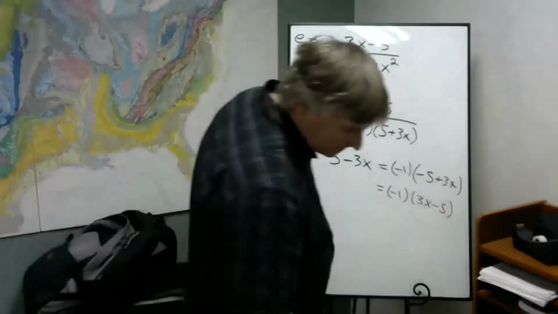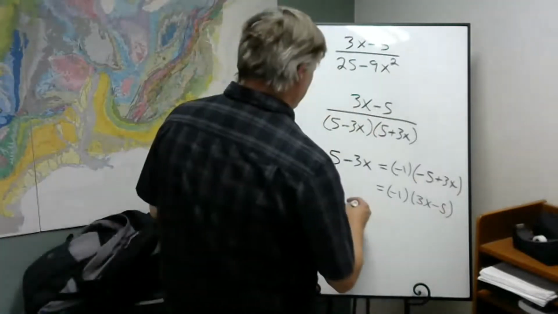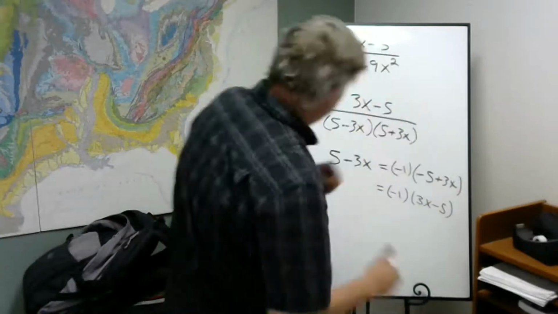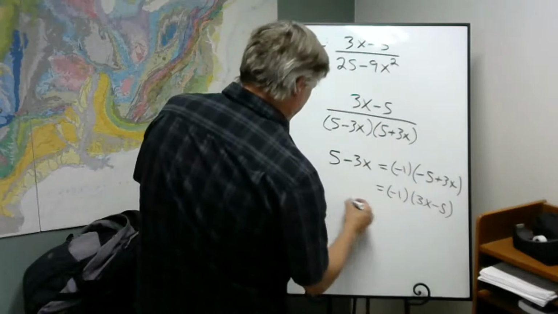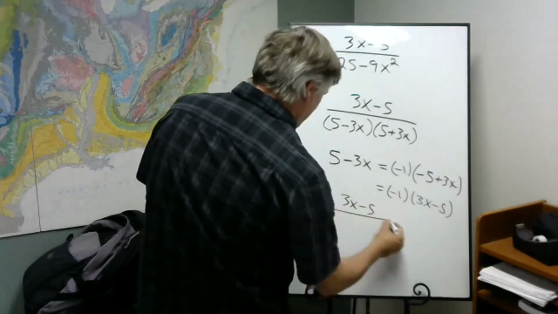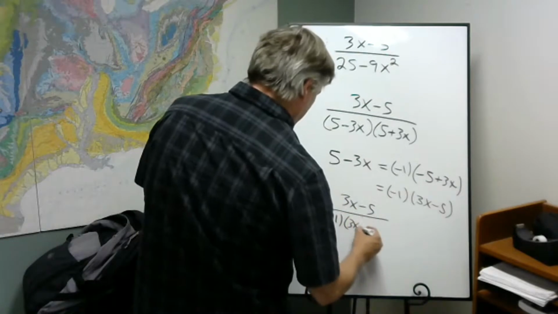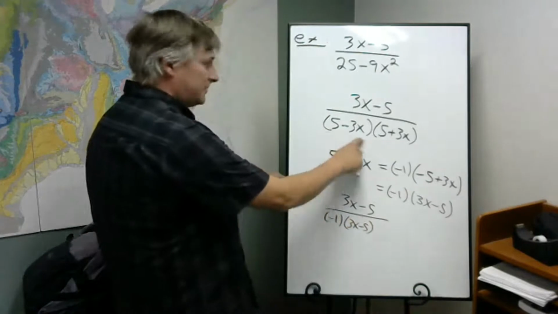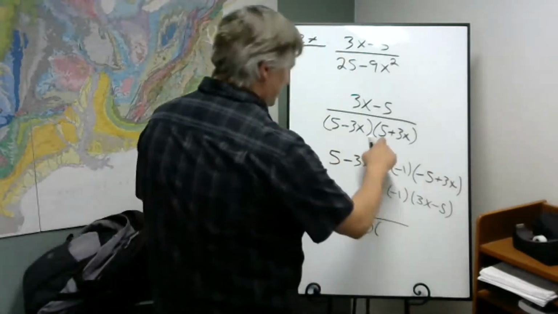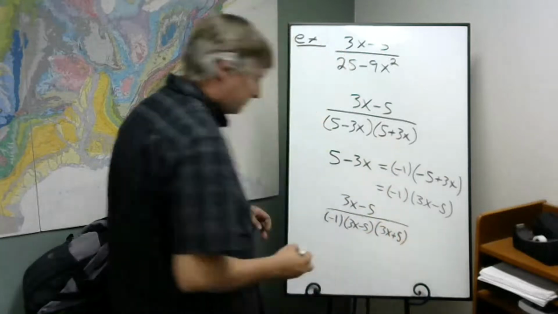So now what we can do is double check one more time. Yeah, that's good. What we're going to get is 3x minus 5 minus 1 times 3x minus 5. That's what this thing became. And then we still have, and again, it's addition, we can switch the order with addition. We're going to get this.